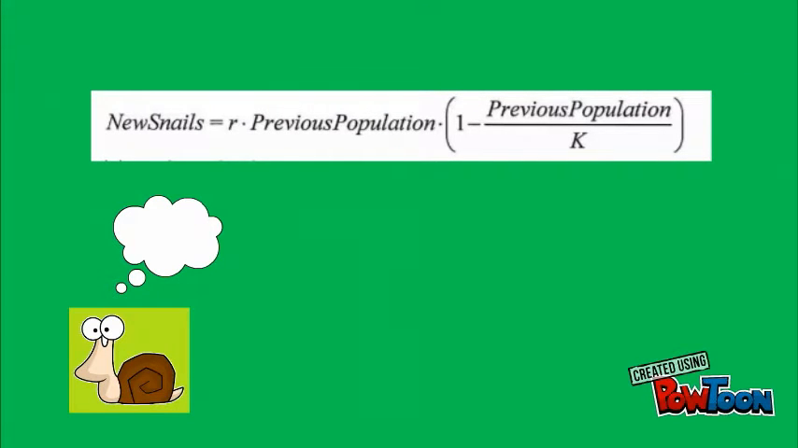Fortunately, these are very scientifically minded snails, so they create this formula to find the number of expected new snails per week based on an estimated carrying capacity and a growth rate, each represented by K and R respectively in the equation.